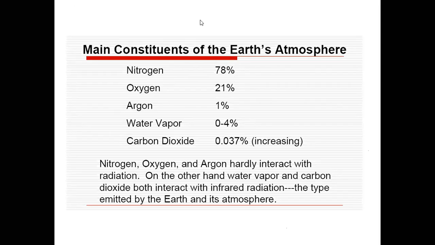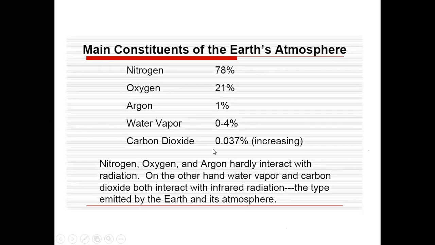Then oxygen level is 21%. Argon is an inert gas. Remember, it is not a greenhouse gas. And nitrogen and oxygen are also not greenhouse gases. Then water vapor depends on the place. It is from 0 to 4%.